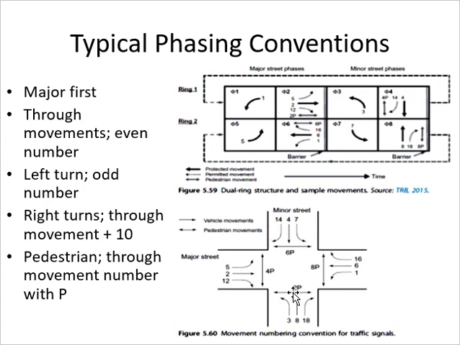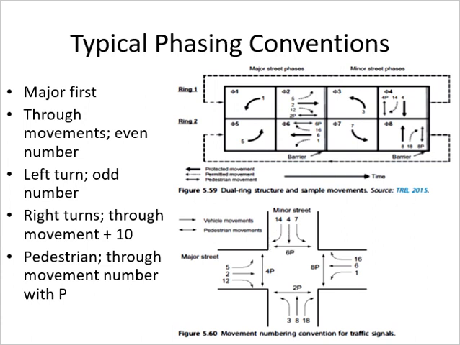The numbering of the movements also follows a pattern according to this book. You can devise your own pattern, no problem. The straight movements are numbered with even numbers. The left turning has odd numbers. And the right turning is the number given to the straight movement plus 10. So if the straight is 6, then the right turning is 16. Straight is 4, the right turning is 14.